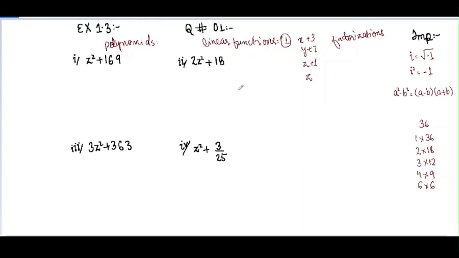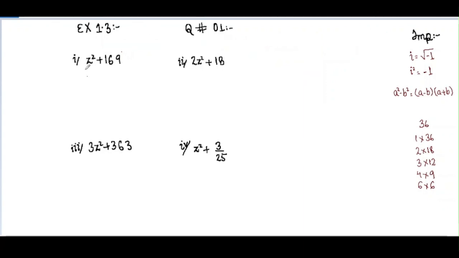So here we have to divide these polynomials into linear functions, which are its factors. When you multiply them again, we again get that original polynomial. Okay. Now moving towards part number 1, which says z square plus 169.